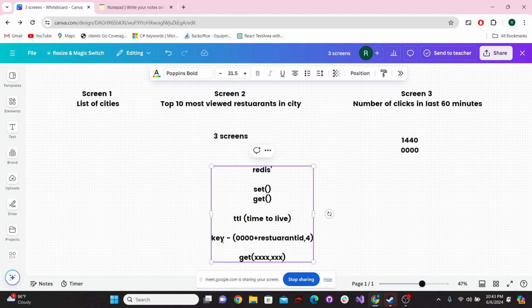So what do I do? Xxx is minus 60. This is the time, right? Yeah. So I write a function that goes from this to this, right? And that goes from this to this, and then for whatever value, val plus restaurant ID, right?